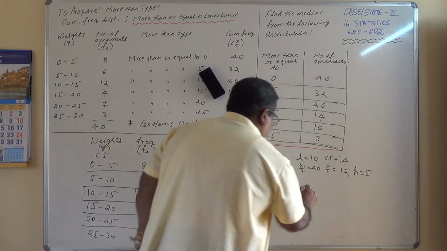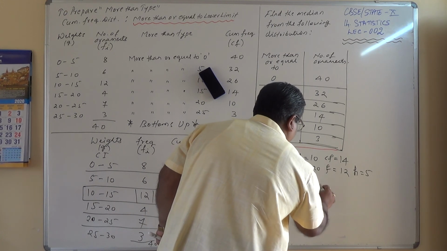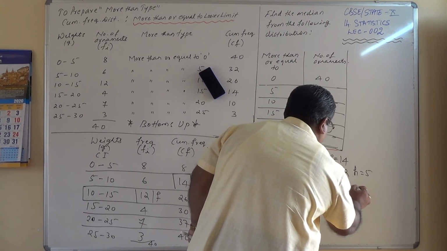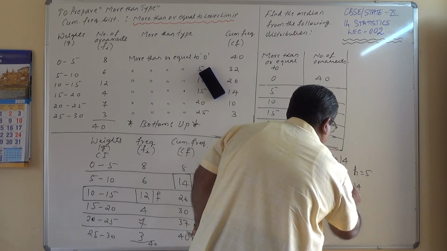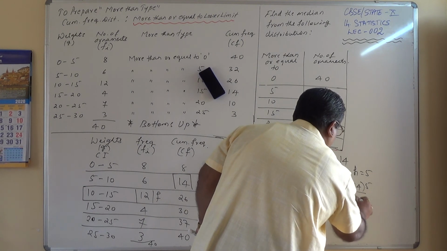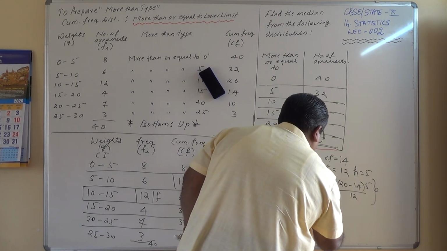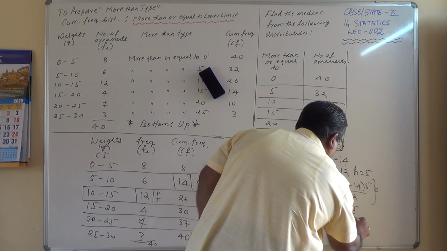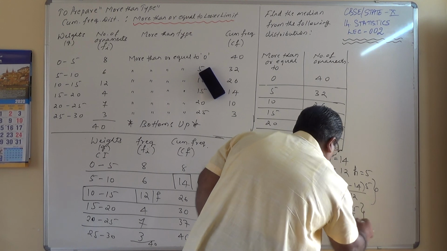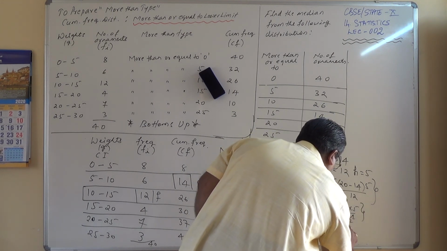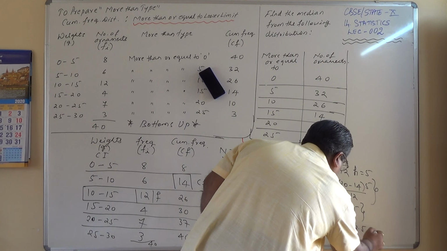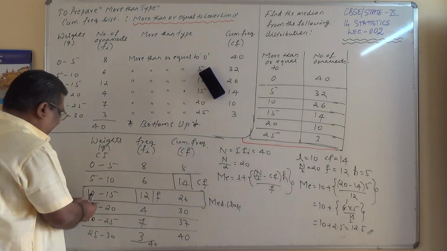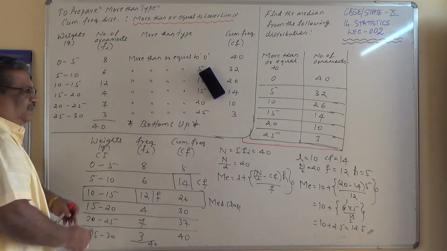So we'll substitute the values here. Median is equal to L, 10, plus, into bracket N by 2 minus CF. N by 2 is 20 minus CF is 14, into H, 5, divided by 12. So this is equal to 10 plus 20 minus 14 is 6, into 5 divided by 12. 6 ones are 6, 6 twos are 12, and this is 10 plus 2.5, which equals 12.5. So 12.5 is the median. Is it correct? This is the median class, and 12.5 is between 10 and 15. Therefore our answer is also correct.